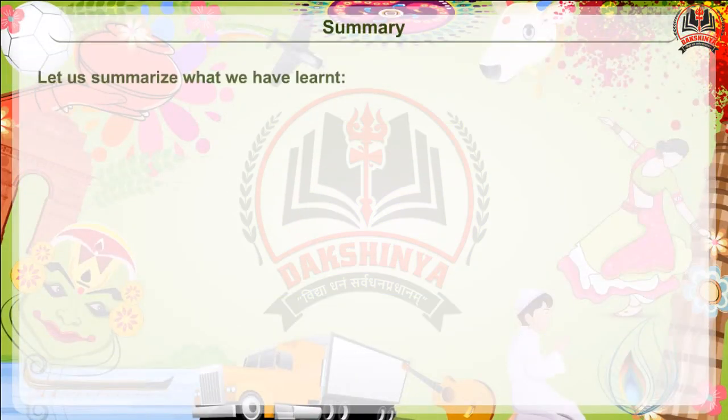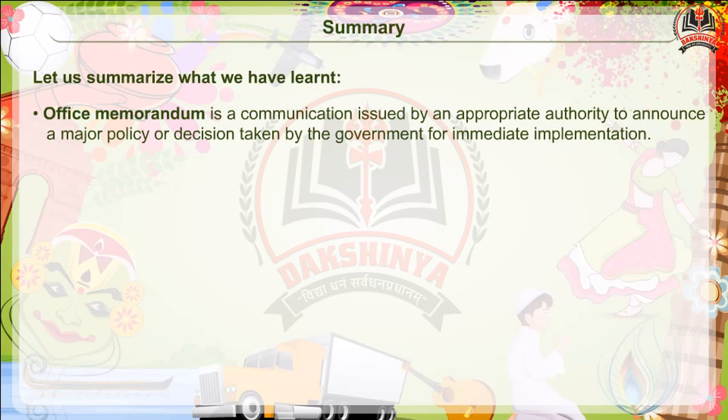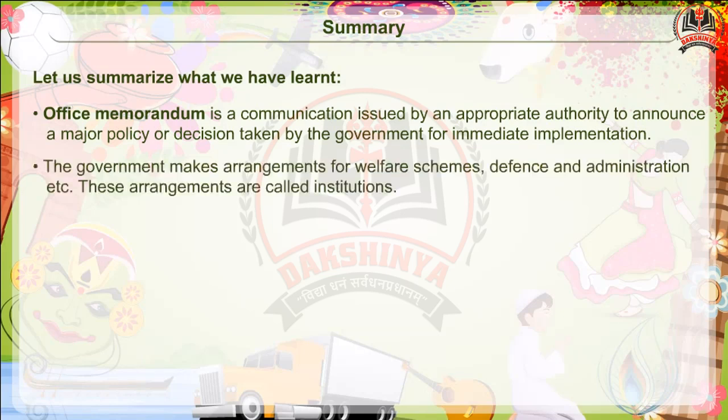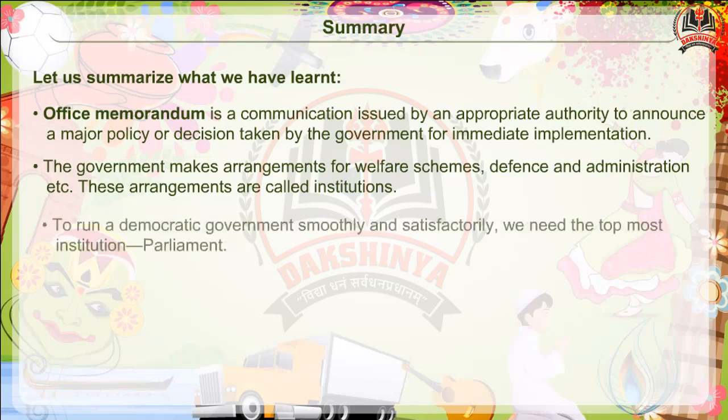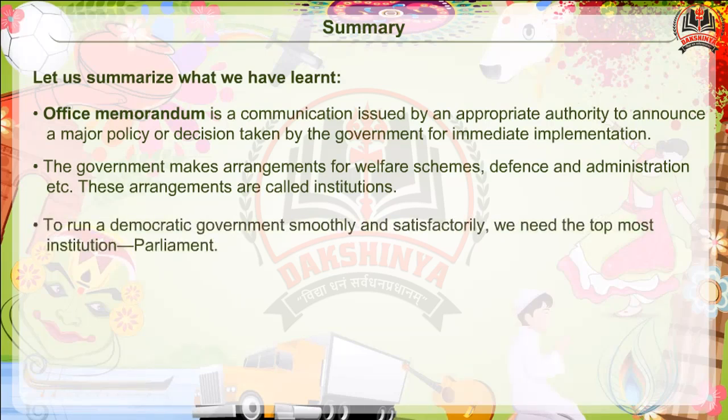Summary. Let us summarize what we have learned. Office Memorandum is a communication issued by an appropriate authority to announce a major policy or decision taken by the government for immediate implementation. The government makes arrangement for welfare schemes, defense and administration, etc. These arrangements are called institutions. To run a democratic government smoothly and satisfactorily, we need the topmost institution, Parliament.